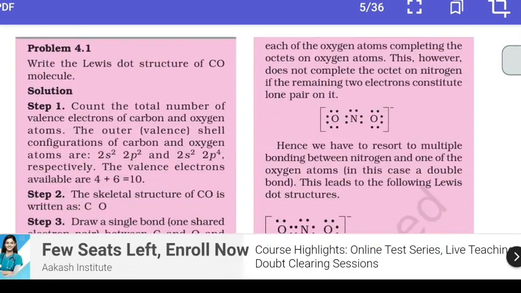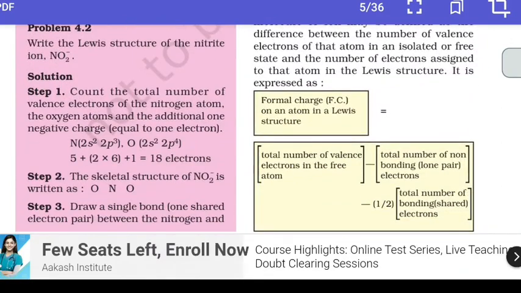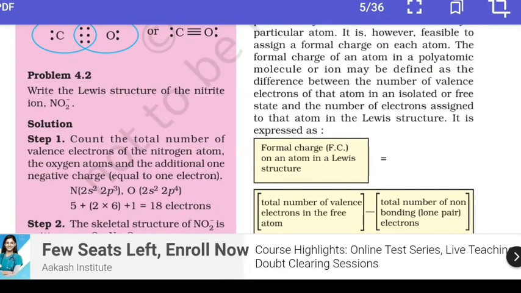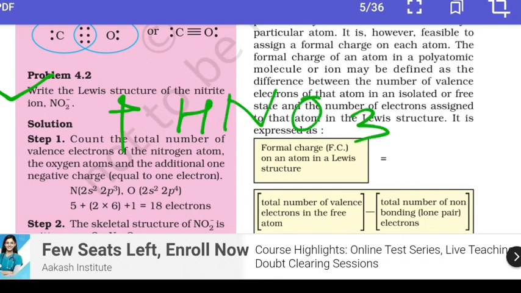So friends, homework for you: try to make the Lewis dot structure of NO minus and HNO3, and if there is any problem, then you may ask as a comment in the comment box.